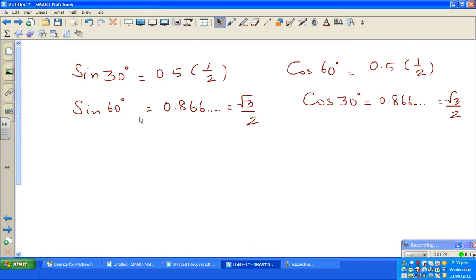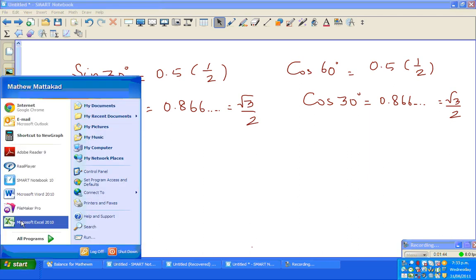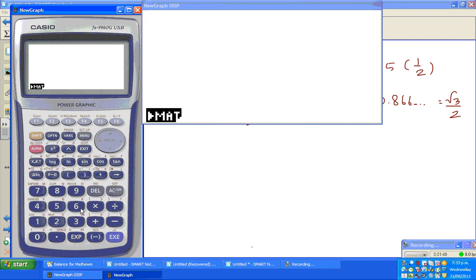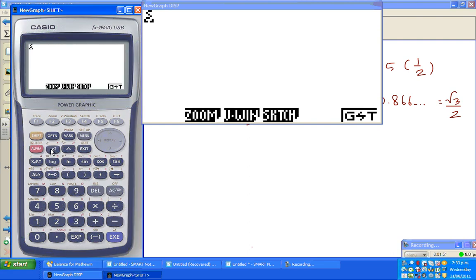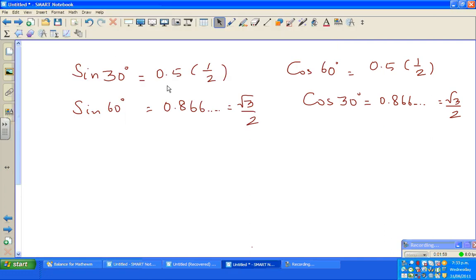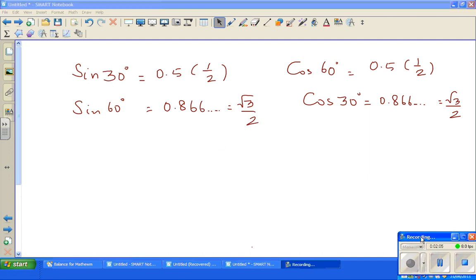So this is what I wrote. Sine 30 is 0.5. Cos 60 is also 0.5, which is half. Sine 60 is 0.866, and this is the same as root 3 over 2. Let me show you that. I told you root 3 over 2 would be 0.866. The square root of 3 divided by 2 is 0.866. So I want to explain how these ratios work.